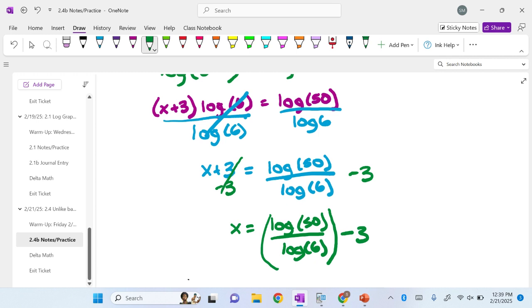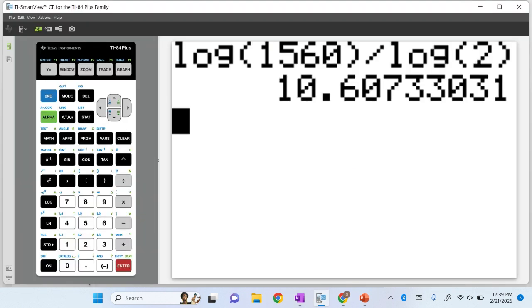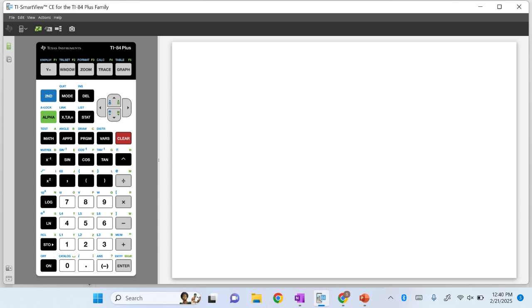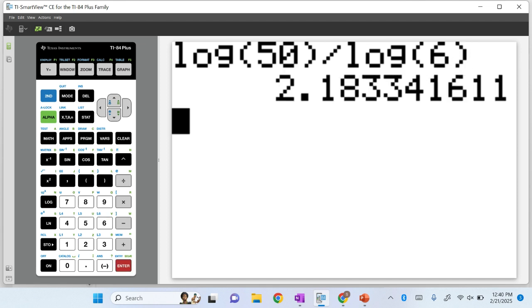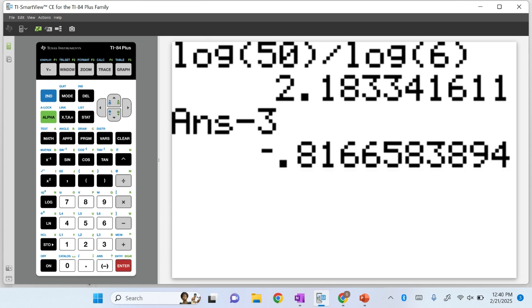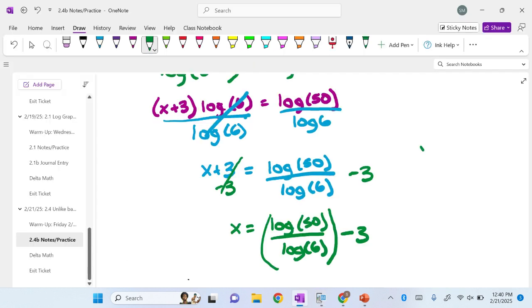Now we put all of that in our calculator. You can either do it in one shot, or if you're worried about it, just do the log part first and then subtract 3 from that answer. So I'm going to break it up. I'm going to do log of 50 divided by log of 6. Hit enter. And then immediately after that, I'm just going to hit minus, because it takes my previous answer and inputs it. Then 3. So I'll get about negative 0.82. So x is equal to negative 0.82, approximately.